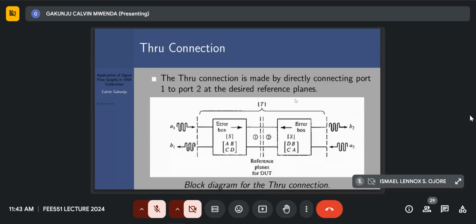Yeah. So for the first case, we consider the through connection, which is simply connecting ports 1 and 2 directly, meaning, as you'll see later, that it's direct transmission. There are no losses due to a transmission line or something like that. And this is how the block diagram will look, with the error boxes which are opposite to each other and are reciprocal and identical.